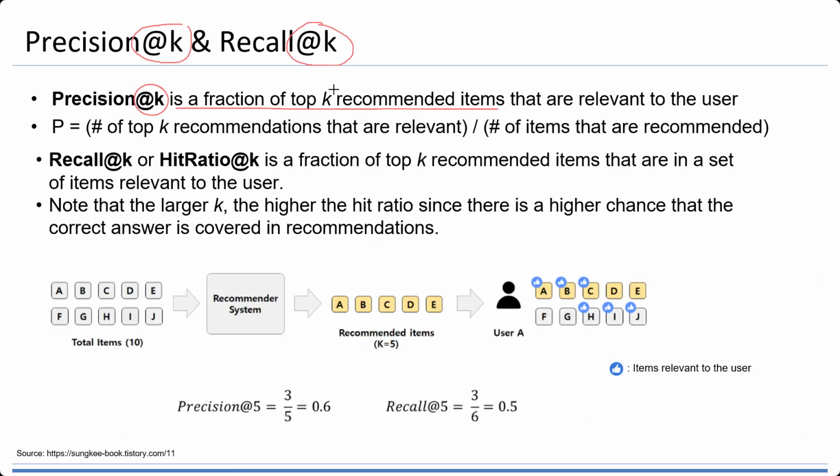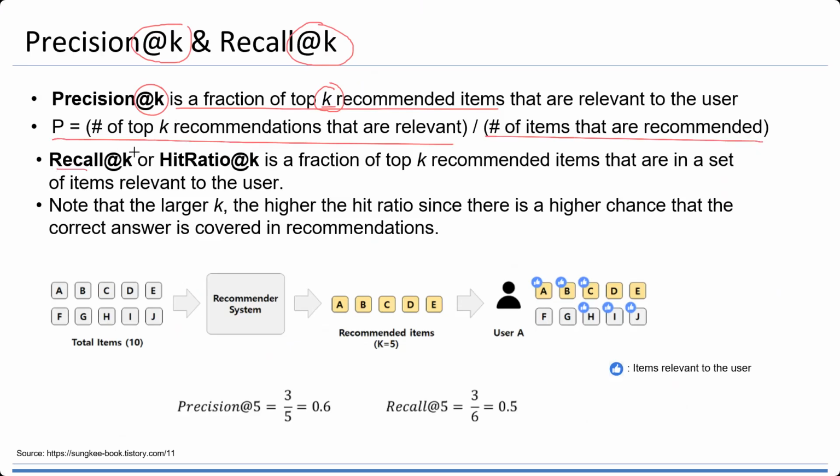So we have k items. When we recommend, we cannot recommend only one because users will have different flavor. Users will have different tastes. Then we need to recommend top k, maybe 5 items, 10 items. So precision means the number of top k recommendations that are relevant divided by the number of items that are recommended. So it is the same with the previous one.